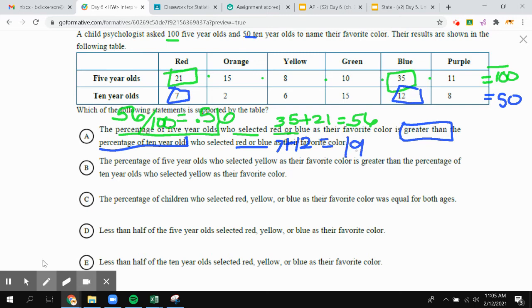Now, if I compared the 56 to the 19, I would already automatically be thinking, all right, well, there's more in the 5-year-old group than in the 10-year-old group. However, we're comparing percentages because the size of the groups are different. So we'll take that 19 and divide that by how many total? 50 10-year-olds total. And that's going to give me something like 0.38.